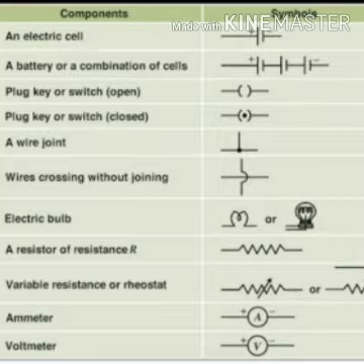Next symbol is electric bulb. Here there are two symbols, both representing electric bulbs. A resistor of resistance R: the given symbol is the symbol of a resistor of resistance R. Next symbol is variable resistance or rheostat. Then ammeter. Last one is voltmeter. Ammeter A, voltmeter V.